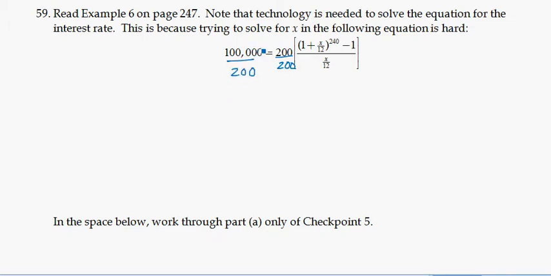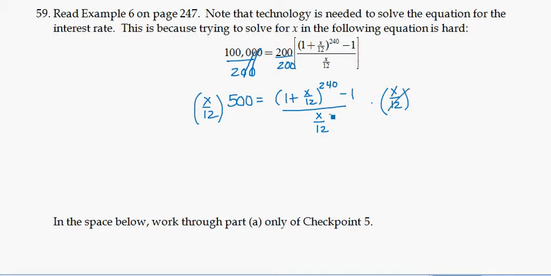So then two of these zeros are going to be gone. It's really like taking 1,000 divided by 2. So 500 equals this numerator 1 plus x over 12 to the 240 power minus 1 over x over 12. I'm still trying to get x by itself, and I've got two x's, but I might first try to get rid of this denominator by multiplying both sides of the equation by x over 12.